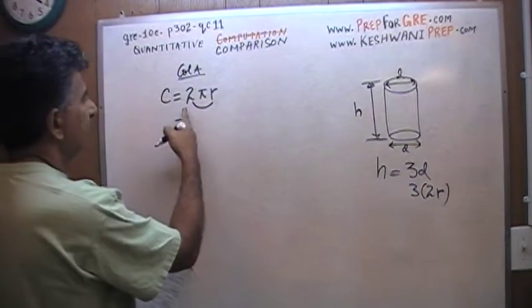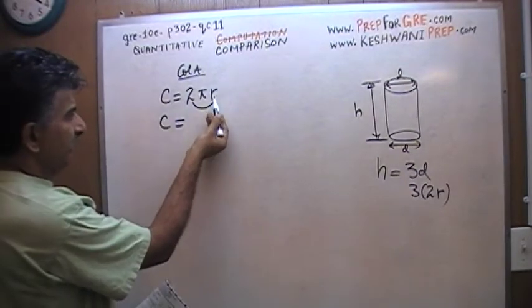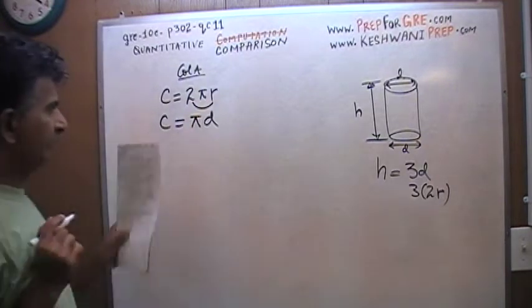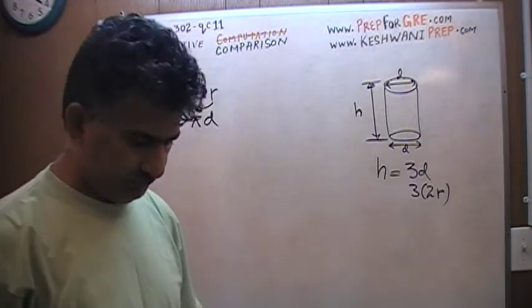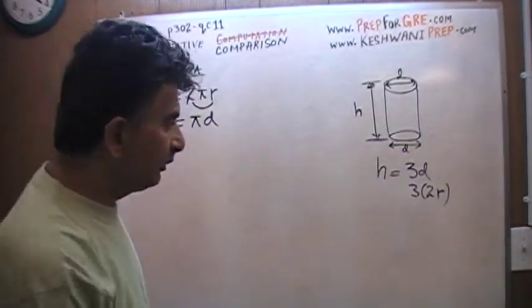So let's put it in here. 2 times r. In other words, circumference is 2 times pi times r, which of course is same as pi times the diameter. That is the circumference of the cylinder, which is what we have in column A. In column B, we have the height, which we just figured out here.